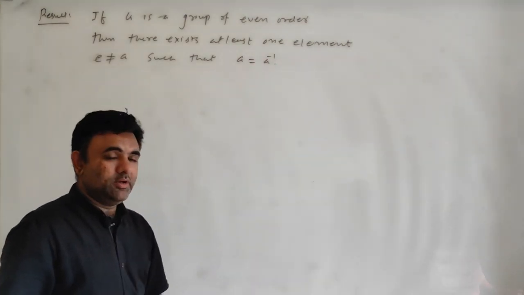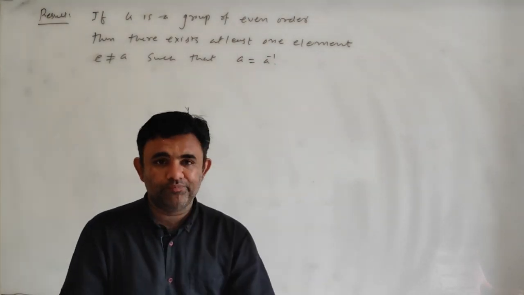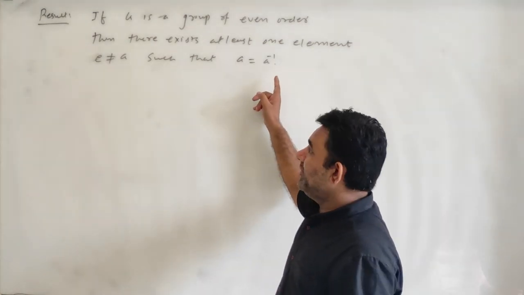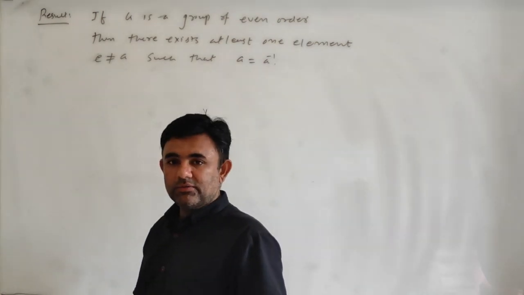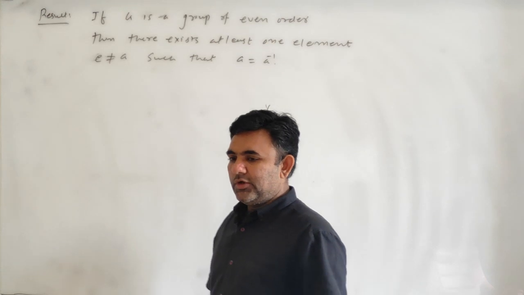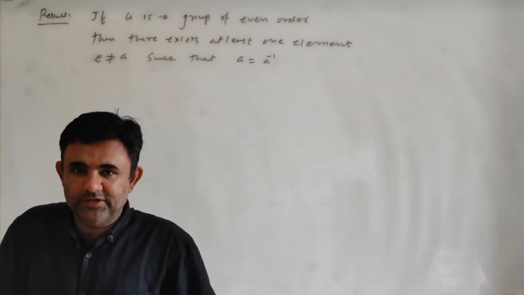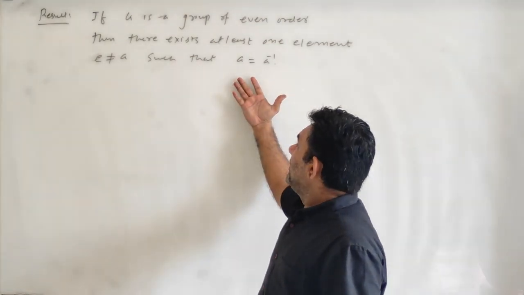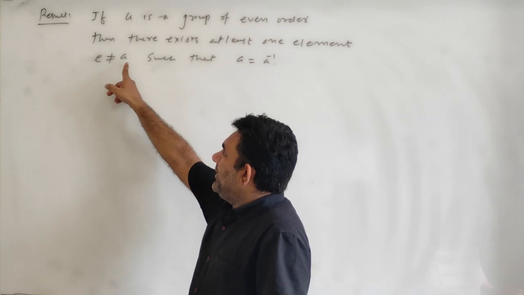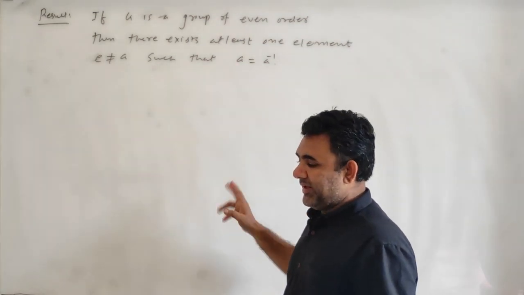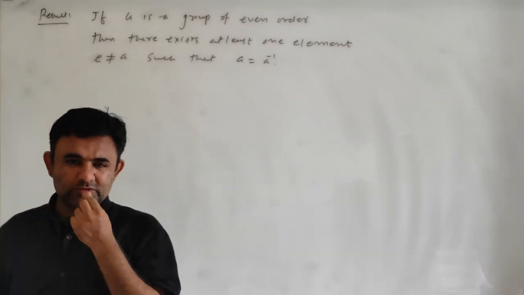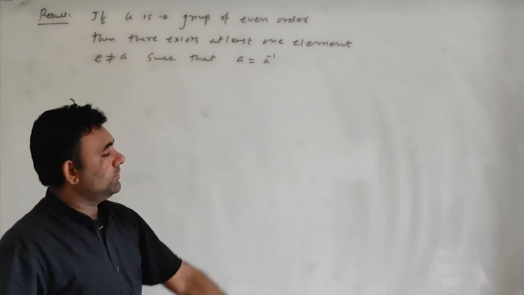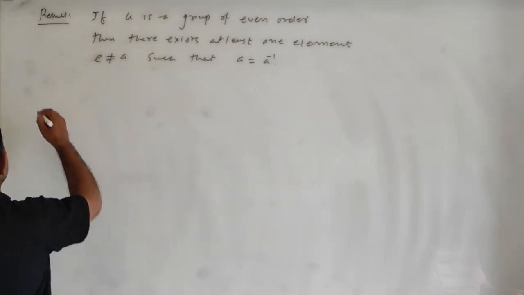means self invertible element. You consider any group of even order, then you must have at least one element other than identity whose inverse is itself. Yes, in any group, inverse of identity is always identity. But you will get an element other than identity that is also self invertible. That is a big thing, and you will always find it in any group of even order. The logic is very simple. So let us give the proof.